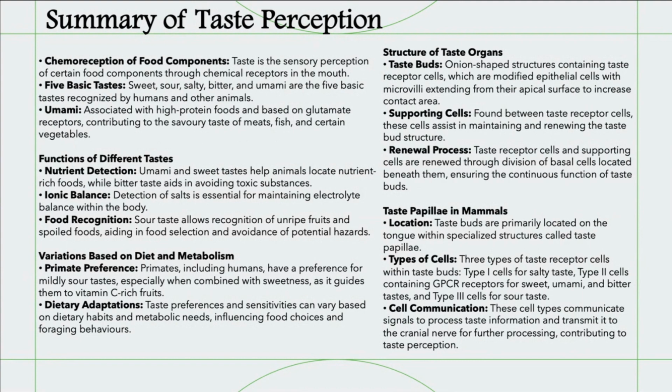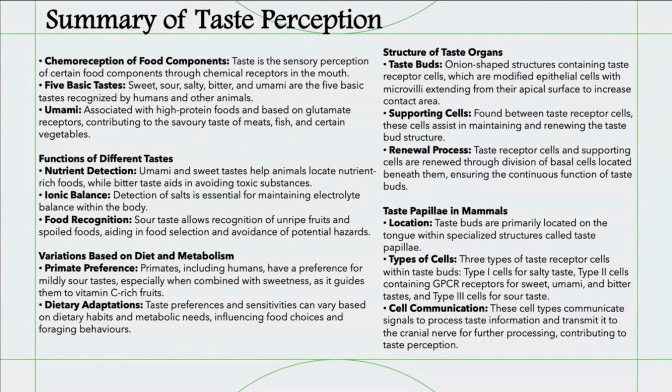Now, the taste papillae in mammals. Taste buds are primarily located on the tongue, and they have specialized structures called taste papillae. There are 3 types of taste receptor cells inside of the taste buds. We have type 1 cells, which detect salty taste, type 2 cells, which have GPCR receptors, a specific type of receptor, which detect sweet, umami, and bitter tastes. And then we have type 3 cells, which detect sour taste.